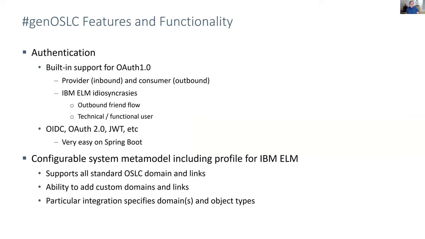So let's go over the features and functionality. Authentication is always an issue, as has been mentioned several times. So we have built-in support for OAuth 1.0A, provider and consumer, including all of IBM ELM's idiosyncrasies. And there are several: the outbound friend flow, the technical functional user nonsense, all of this is built in. And of course, because this is Spring Boot, it's super easy to build it. If you want OIDC, OAuth 2.0, JWT, whatever you want, this is Spring Boot.